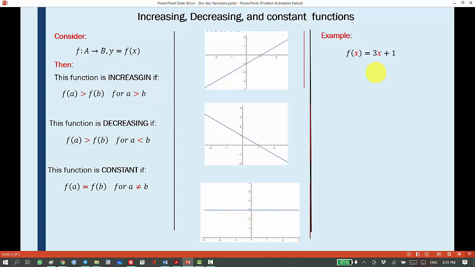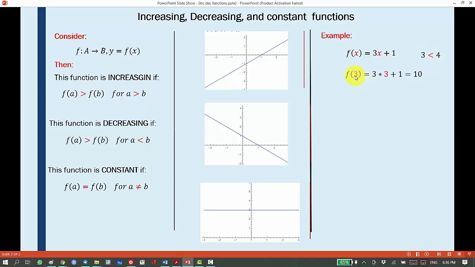Consider the function f of x is equal to 3x plus 1. In order to show whether this function is increasing, decreasing, or constant, we select two values from its domain. Later on, we will see that the domain of this function is the set of real numbers, and we select just two real numbers. For instance, we consider 3 and 4, and we know that 3 is less than 4. Next, we find the value of the function at 3 and at 4.